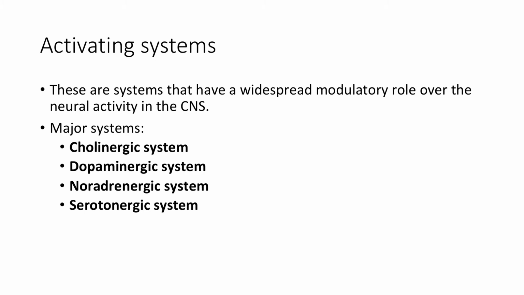So these systems have been implicated in controlling functions such as motor behavior, arousal, and mood. And we're going to talk about the four major ones. So we have the cholinergic, dopaminergic, noradrenergic, and serotonergic system. And let's go through these very briefly, but in a little bit more detail.